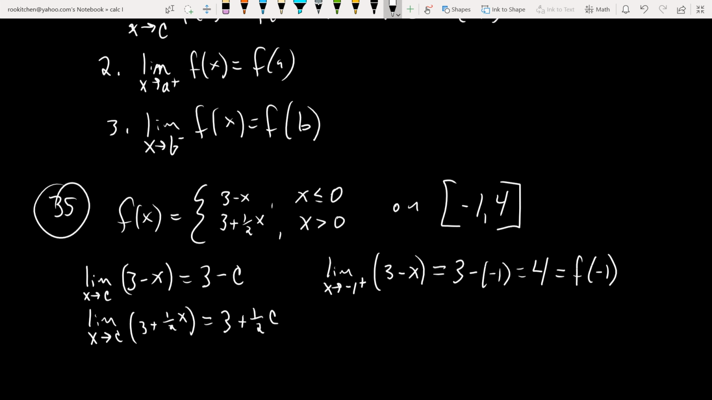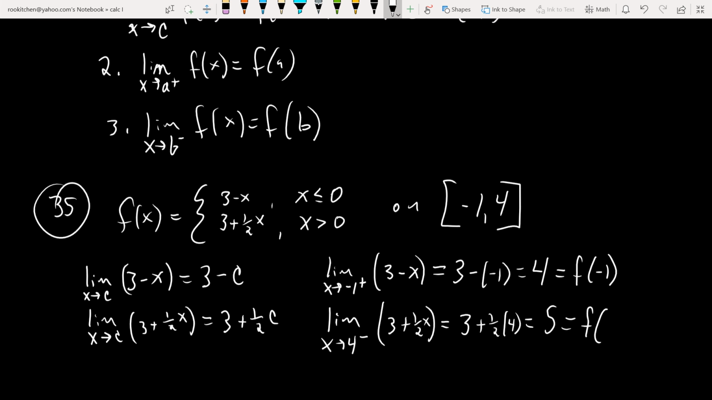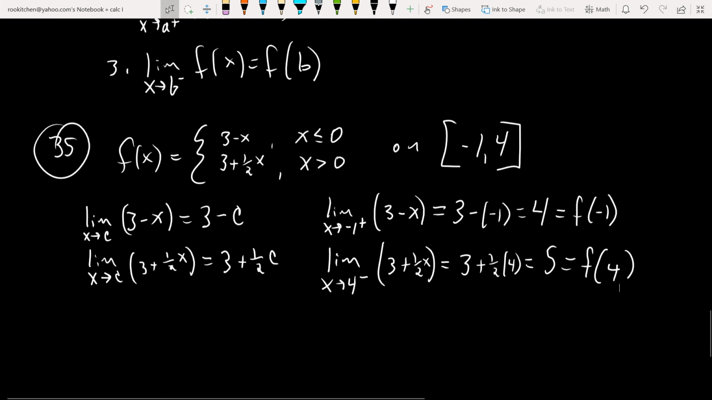Now the limit as x approaches 4 from the left, then we're on this piece of the function. So we could just do a substitution into the function, and clearly that's just going to be equal to f of 4. So we have 3 plus 1/2 times 4, which is equal to 3 plus 2, which is 5. And the way we figured that out was by doing substitution. So clearly that's just equal to f of 4. Anyways, all of that is established.